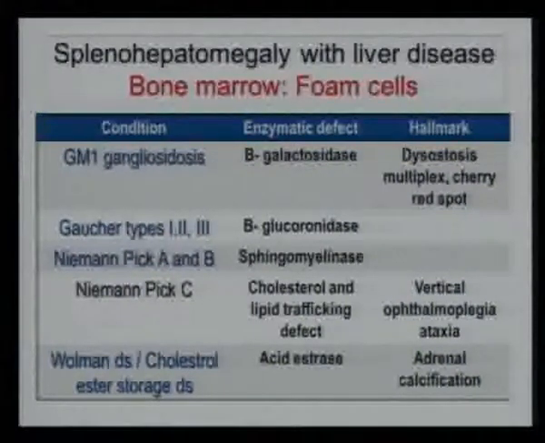When we send, normally as MD residents, we used to send bone marrow to the histopathologist, and they would give us foam cells. We would say, yes, it is Niemann-Pick or Gaucher disease. But it can occur in many conditions. This slide shows that it can occur in many conditions like gangliosidosis, Gaucher's, Niemann-Pick type A, C, Wolman's disease. So the foamy cell is just an indicator but not confirmatory of Niemann-Pick type C. And therefore you need another test to diagnose Niemann-Pick type C.